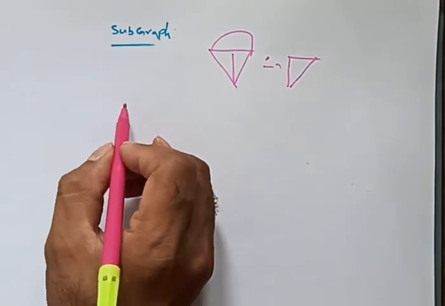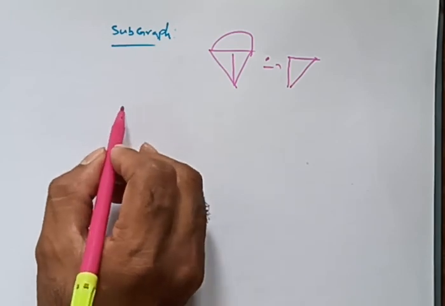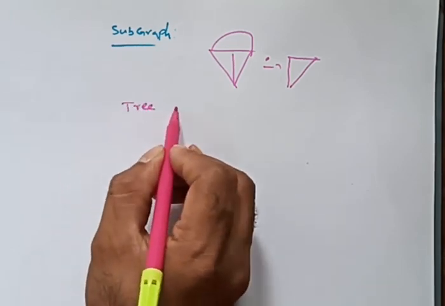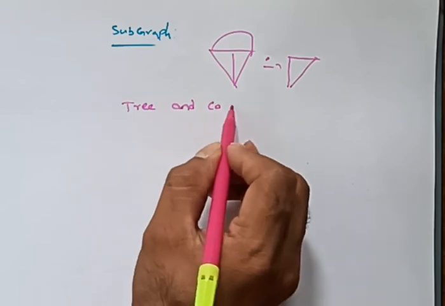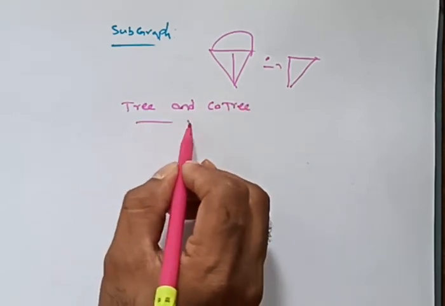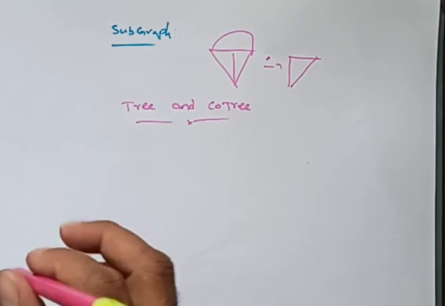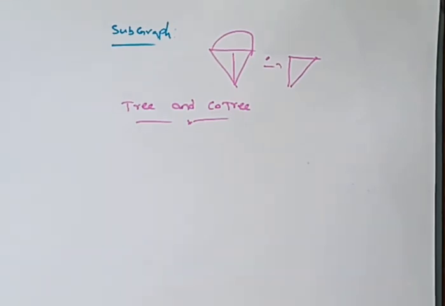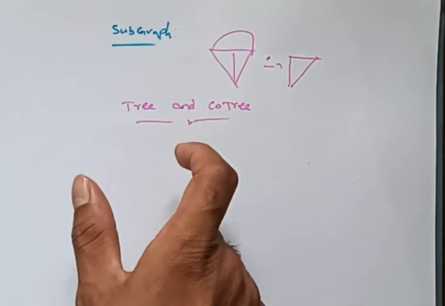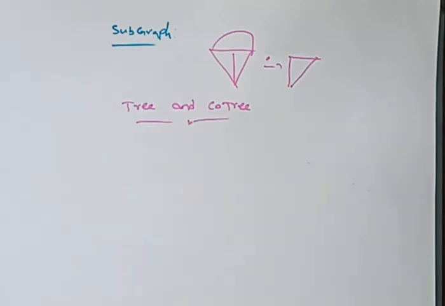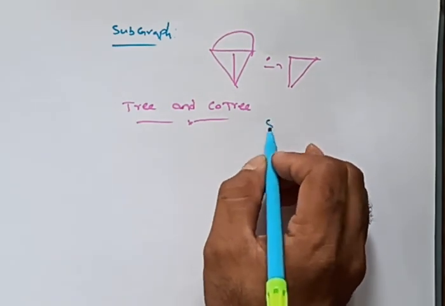Okay, next let's see one more important terminology or definition: tree and cotree. What do you mean by tree? How can you define the tree for the given graph? A tree is a connected subgraph. Here we have to mention very clearly while defining the tree: subgraph. A tree is a connected subgraph. It should be connected, but it should be a subgraph.